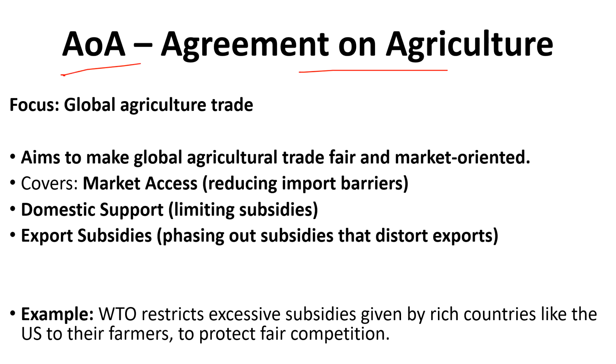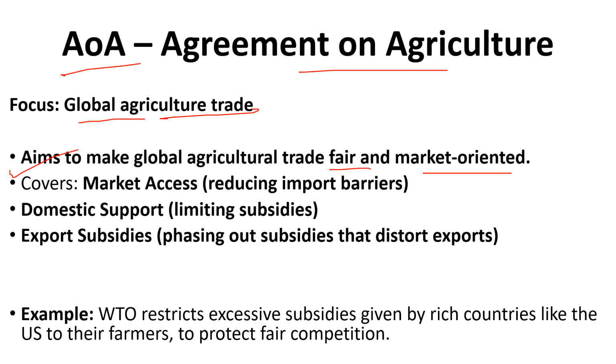You might not have heard about this agreement, or maybe you have. This is also very important from an examination perspective, and it is focusing on global agricultural trade. It aims to make global agricultural trade fair and market oriented. So basically, it is reducing the barriers in the trade of agricultural products. It should be fair and market oriented. No country should artificially increase or decrease the price. It should be market oriented only.